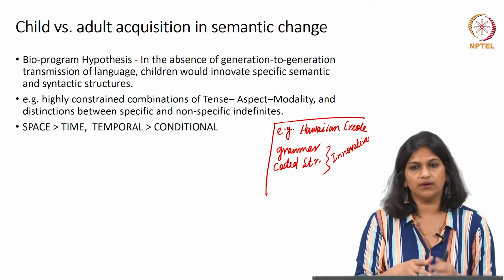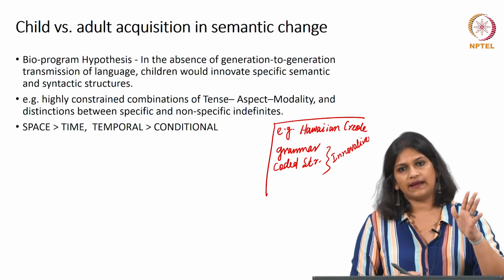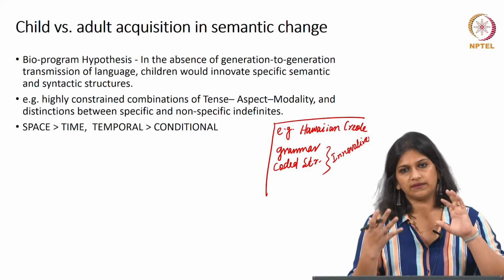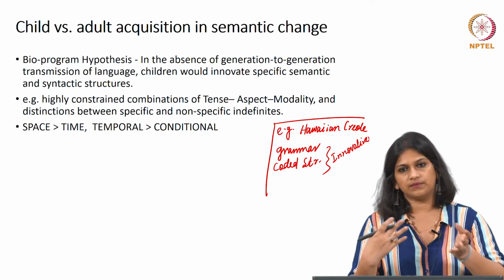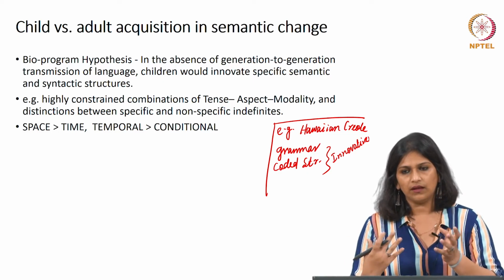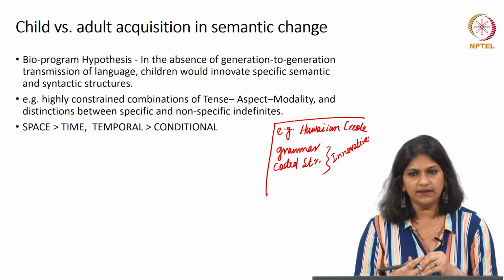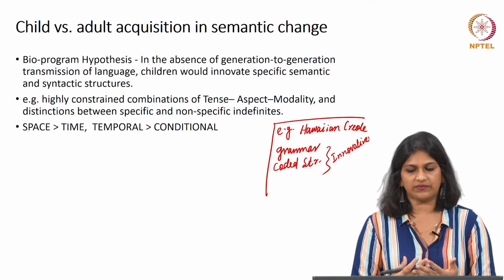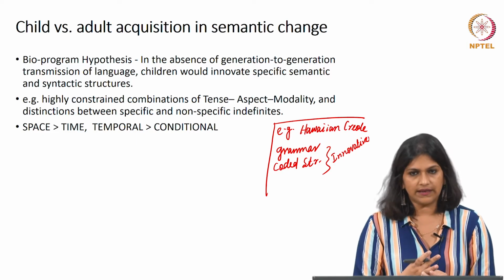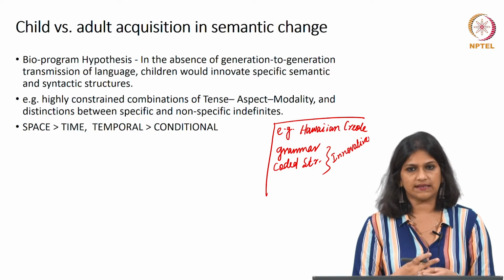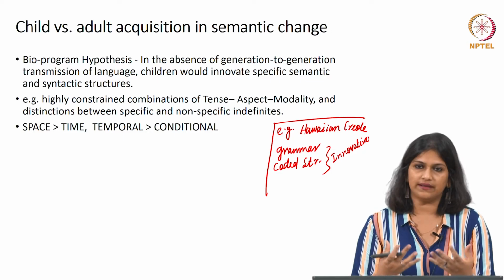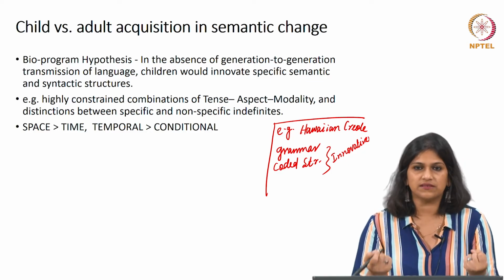Did you get it? So, take language X, where the number of speakers has become quite low, and there has not been sufficient input as far as the generation to generation transfer is concerned. As a result, what did the children do? The children innovated certain specific semantic and syntactic structures. Because of this innovation, there has been a change in the grammar, right, and there has been a change in the semantics of certain verbs or certain linguistic items.